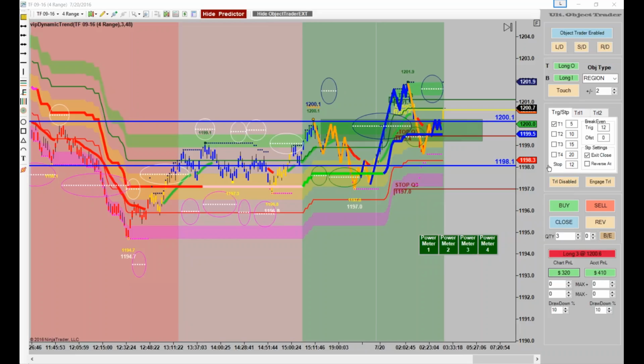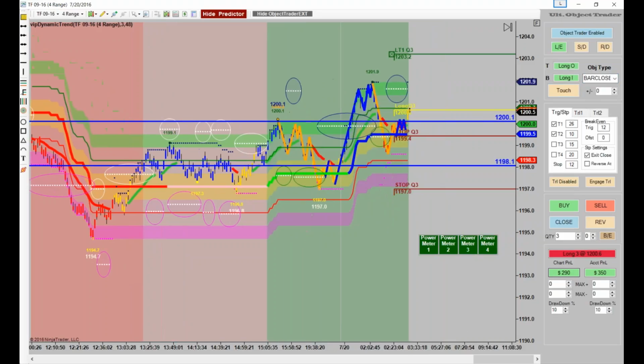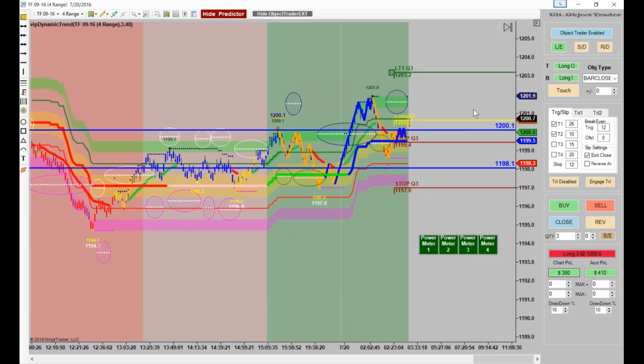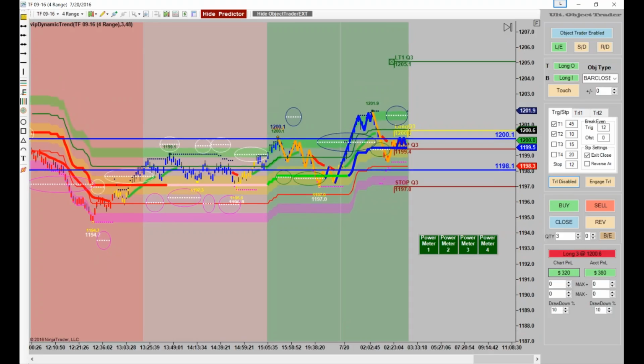See, there's our long right there. I only have the one set. Let's do another one if it does a bar close to the upside. Look at all 4 PowerMeters are long now. Can I show how to take off contracts? Absolutely. With Object Trader, you can do that really easily too. Let me just show you. We're in 3 right now, right?